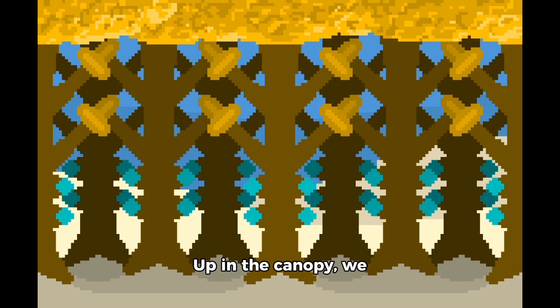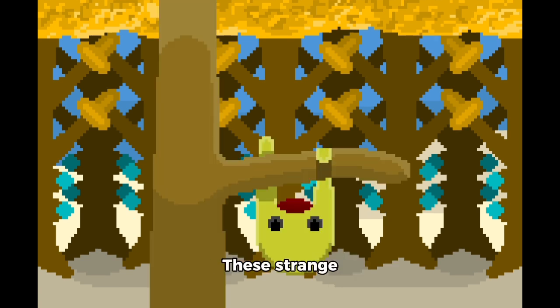Up in the canopy, we find the Mimiciphalin. These strange creatures are descendants of the Diabrachid. Mimiciphalin has evolved to mimic the leaves of the arbor flava by using its tentacles to hang from a branch. This makes it less likely to be spotted by predators.